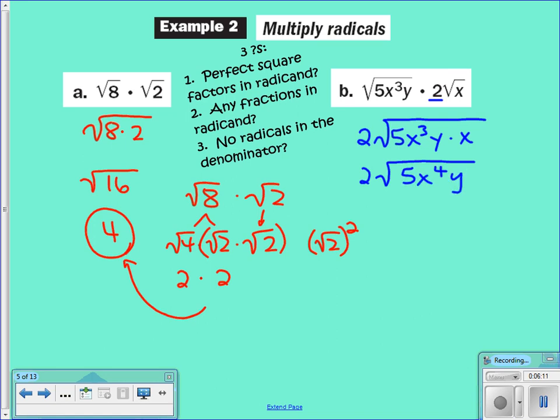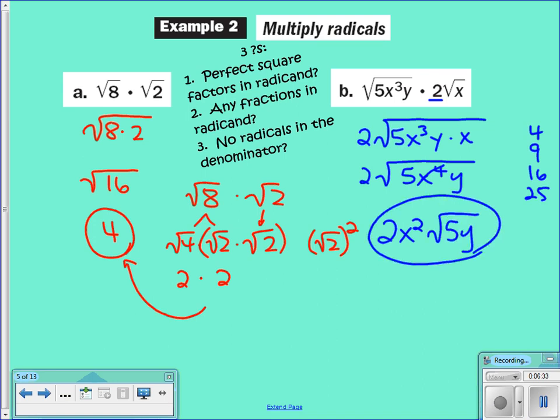All right, my 5. Can you divide 5 by any of your perfect squares? 4, 9, 16, 25, 36? No. So 5 has to stay inside the radical. But x to the 4th, that one I can square root, and it gives me x squared when I square root it, and now that's no longer in my radical. But I can't square root the y either. This is my final answer. That is as simplified as I can get.